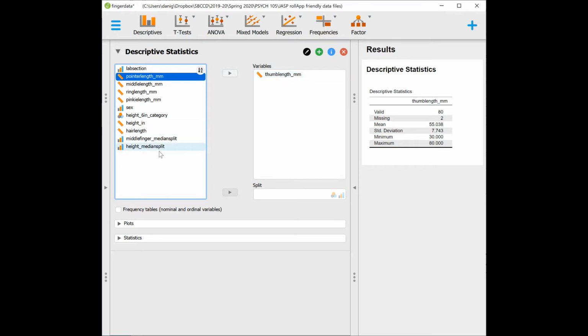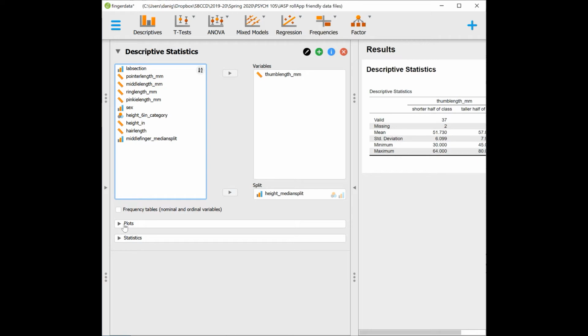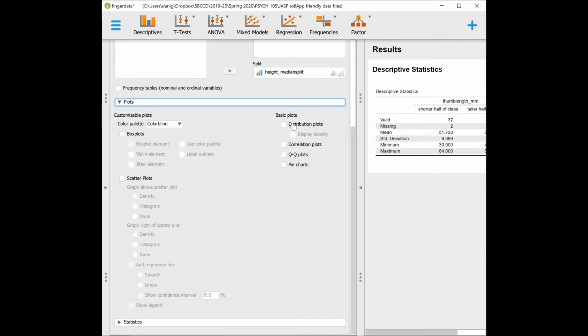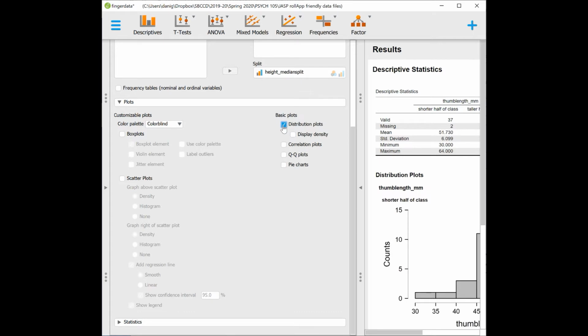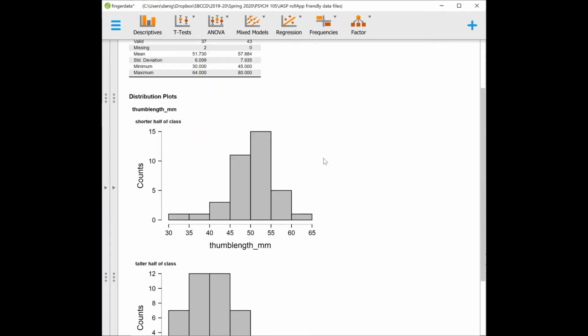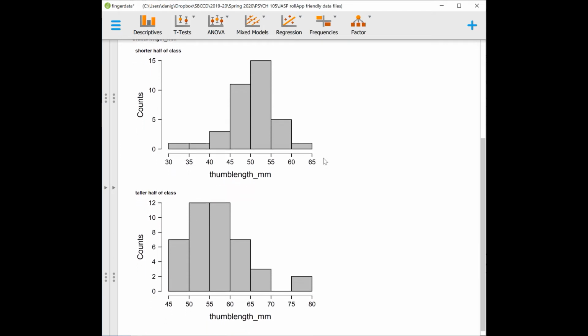move thumb length over. Again, we are splitting based on the height median split. And then now under plots, I want to go to the basic plots on the right-hand side and select the very first one that says distribution plots. And that will give us the histograms for each of these two groups for this variable. So I'm going to go ahead and hide the input options, and you can see we still have our descriptive statistics up top, and then now we also have these two histograms.